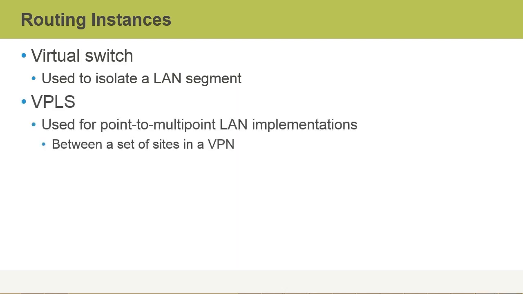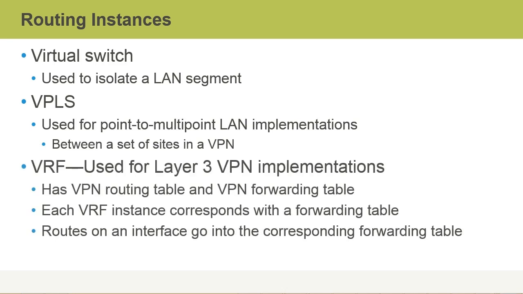The next routing instance type is known as the Virtual Private Local Area Network Service routing instance type. And this is used for point-to-multipoint LAN implementations, which is used between a set of sites in a VPN solution. The final routing instance type is known as VRF.